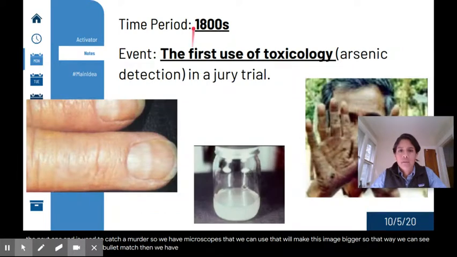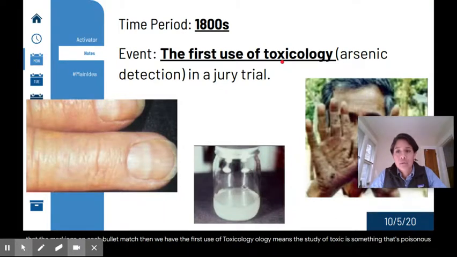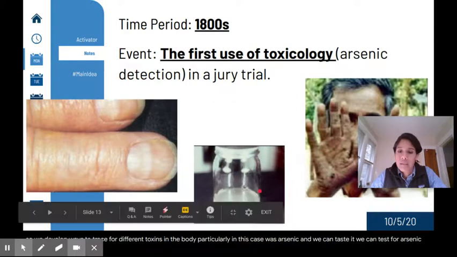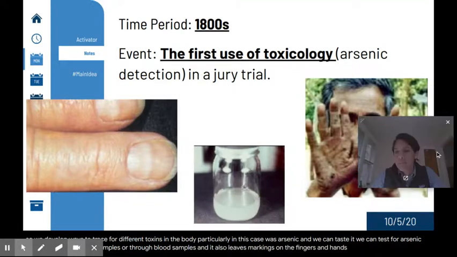Then we have the first use of toxicology. Ology means the study of. Toxic is something that's poisonous. So we develop ways to trace for different toxins in the body. Particularly in this case was arsenic, and we can test for arsenic poisoning through urine samples or through blood samples, and it also leaves markings on the fingers and hands.